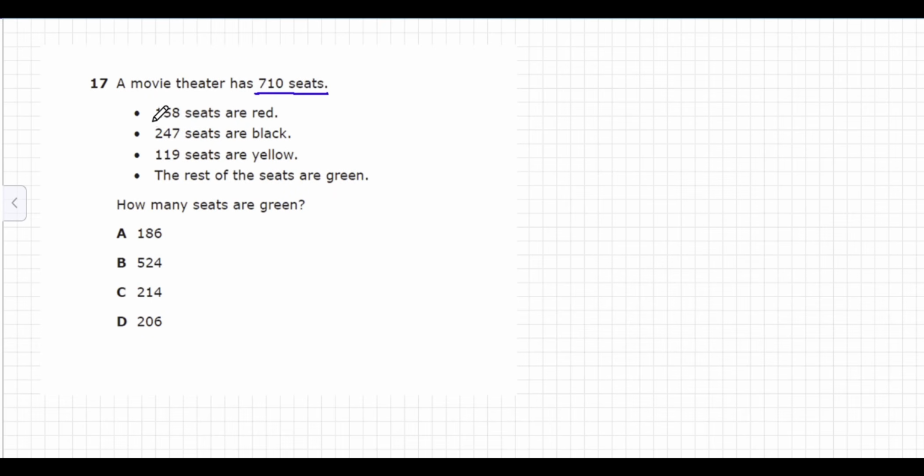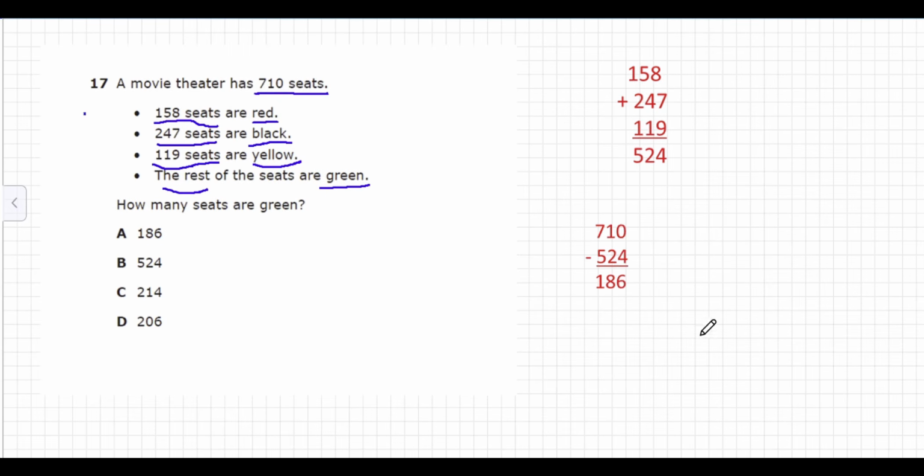A movie theater has 710 seats. 158 seats are red. 247 seats are black. 119 seats are yellow. The rest of the seats are green. How many seats are green? First, add the numbers of red seats, black seats, and yellow seats. 158 plus 247 plus 119 is 524. Then subtract the sum of the red seats, black seats, and yellow seats from the total number of seats in the movie theater, 710 minus 524, or 186. So A is the correct answer.